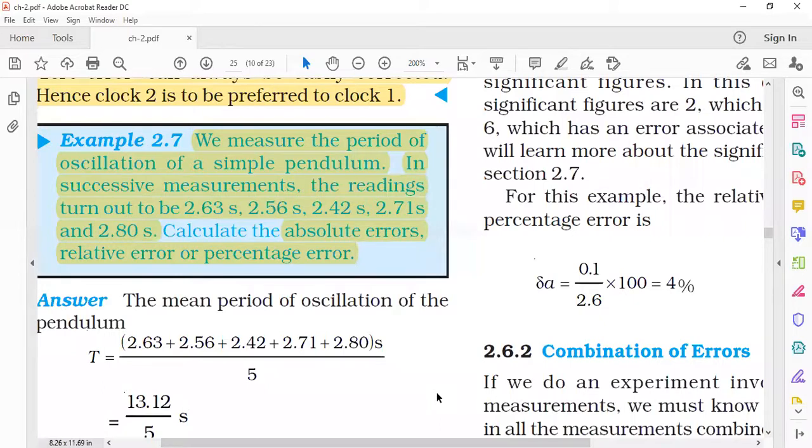You perform an experiment where the observations are the time periods over different days. They are called T1, T2, T3, T4, and T5. Let me show you the board and cross check.